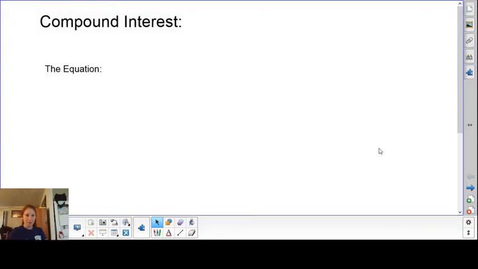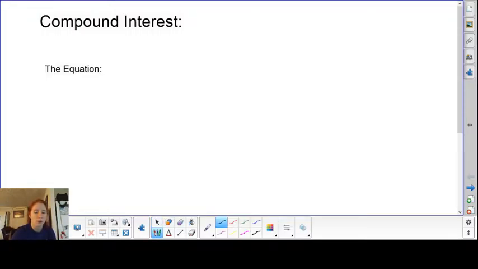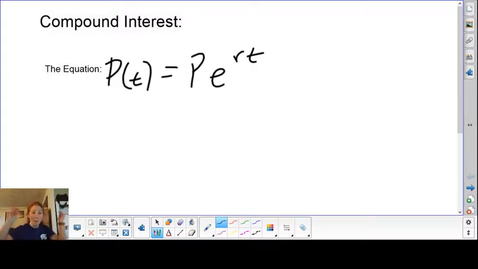Alright guys, so today we're going to go ahead and talk about compound interest. Compound interest is specifically used when talking about money. And we get to use my favorite formula because it's the easiest formula to remember. P of t is equal to P times e to the rt. Or PERT!